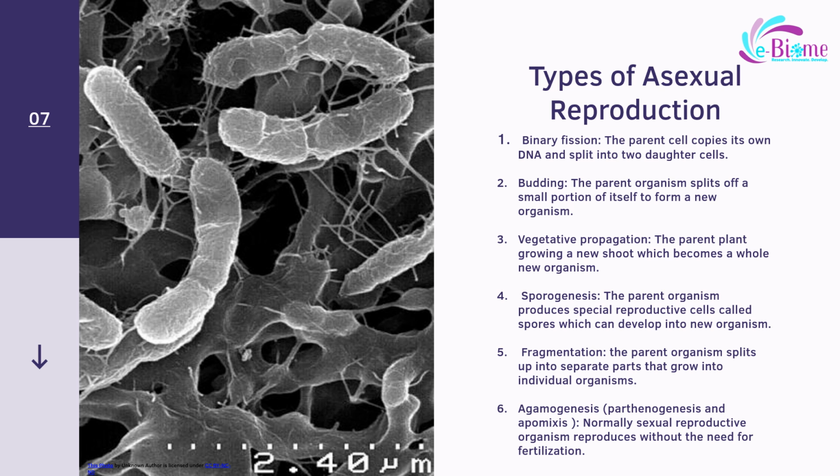The final type of asexual reproduction is known as agamogenesis. Agamogenesis is an umbrella term for other, secondary types of asexual reproduction. But in general, agamogenesis occurs when normally sexually reproductive organisms reproduce asexually, or without the need of fertilization of eggs, or without a mate.